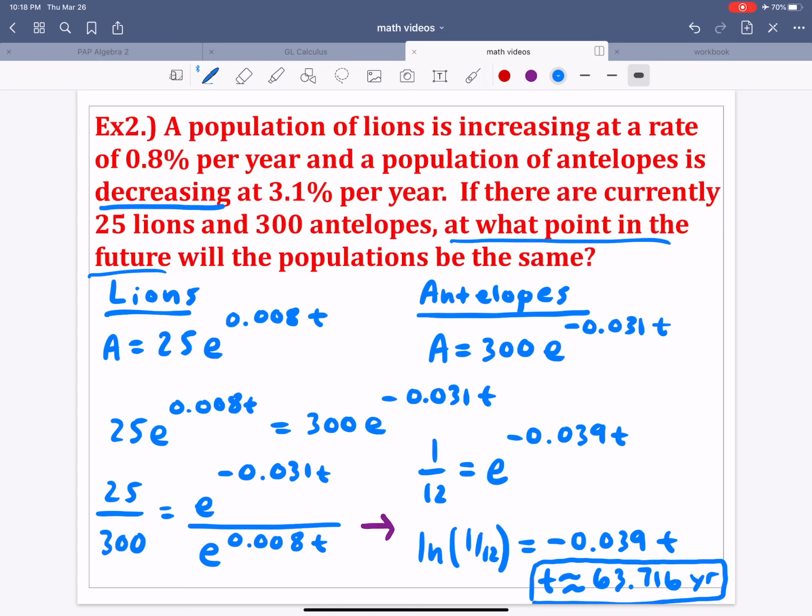And then after that, unless something changes in the circle of life, the lions are going to keep growing, and the antelopes are going to keep dwindling. Okay, so 63 years is when the populations will be exactly the same.